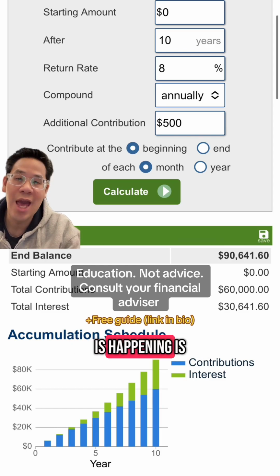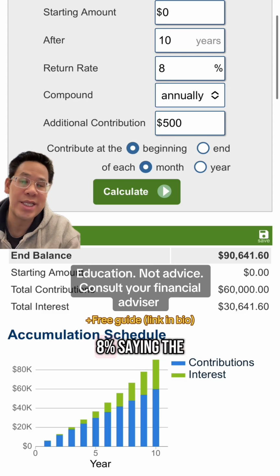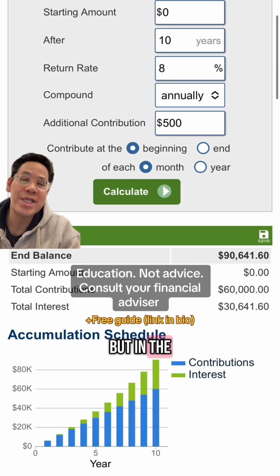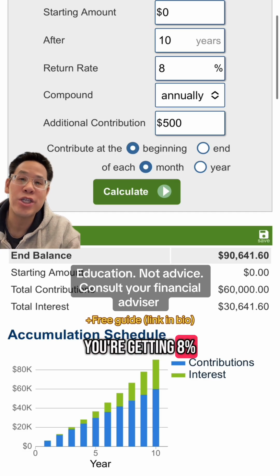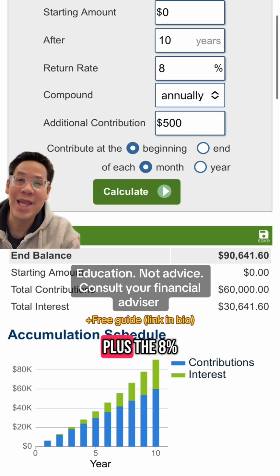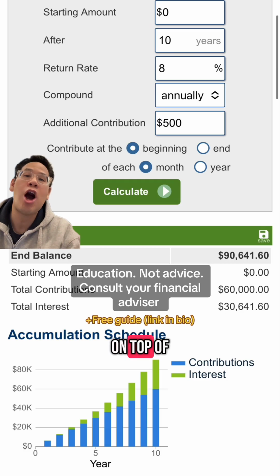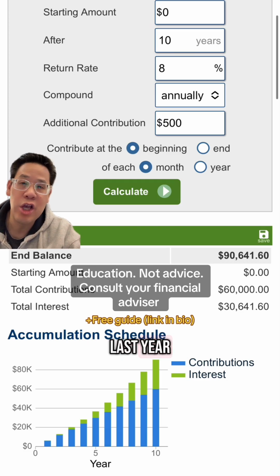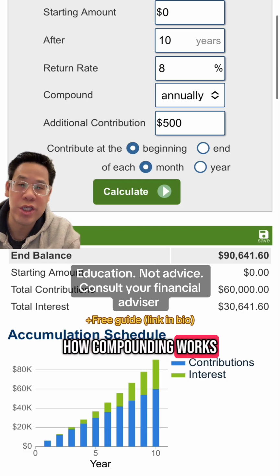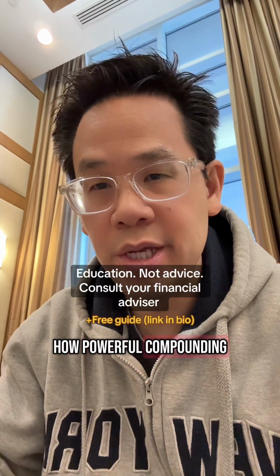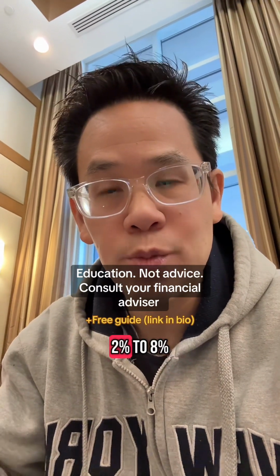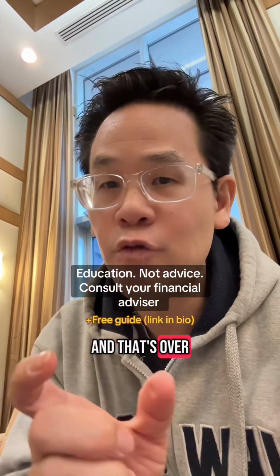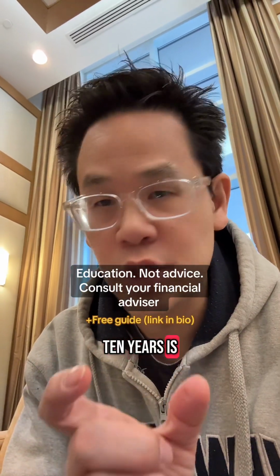The reason this is happening is because you're getting 8%, say, in the first year. But in the second year, you're not just getting 8% on what you contributed. You're getting 8% on what you contributed plus the 8% on top of what you made last year. So that is how compounding works. You can see how powerful compounding is just by going from 0%, 2% to 8%. And that's over a short period of time. 10 years is relatively short.